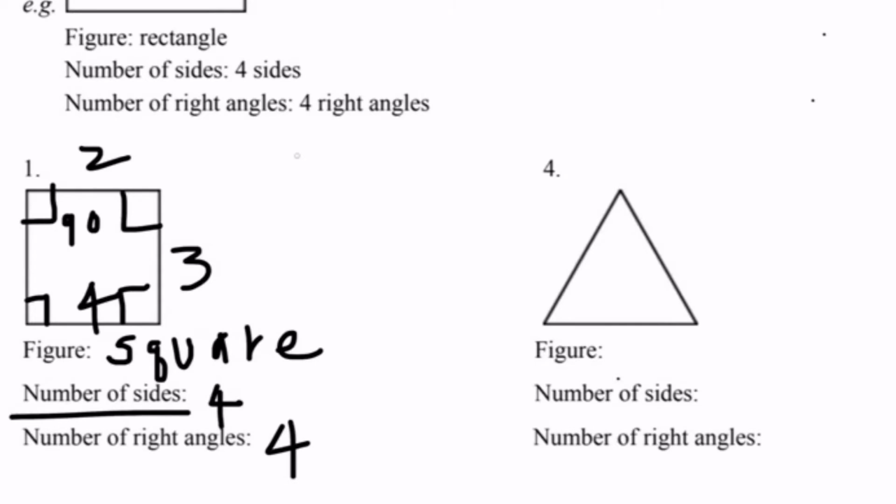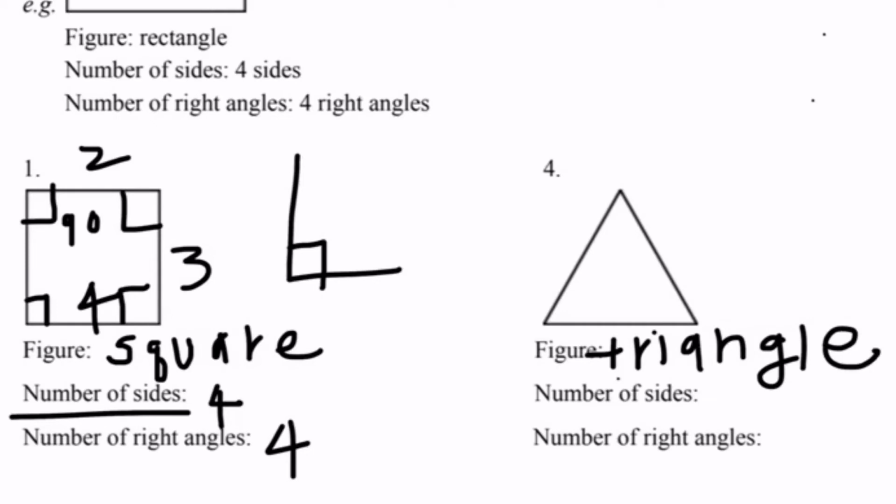And also, an angle looks like an L. And there's 4 L shapes in the square. So we have 4 right angles. Okay, number 4. It's asking us to define the figure. And the figure, based off the look of it, it's obviously a triangle because it has 3 sides. So that's a triangle.